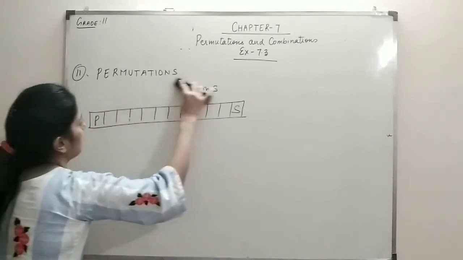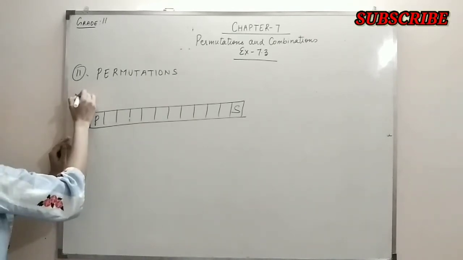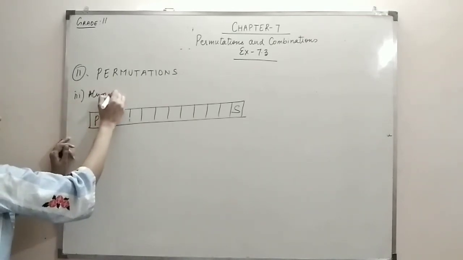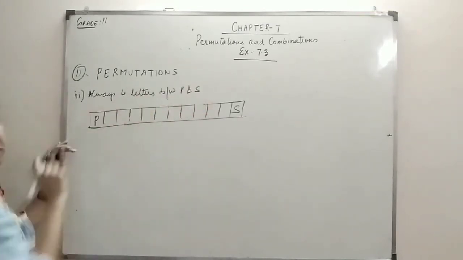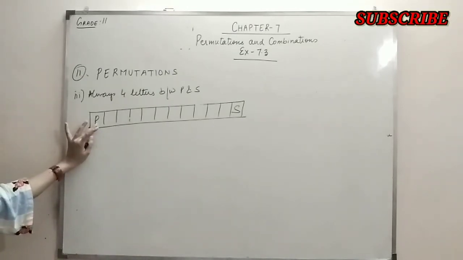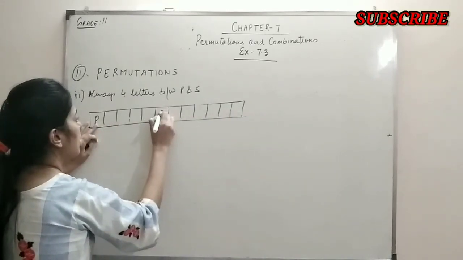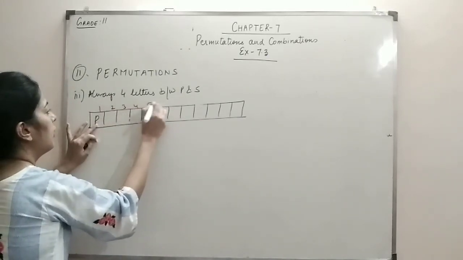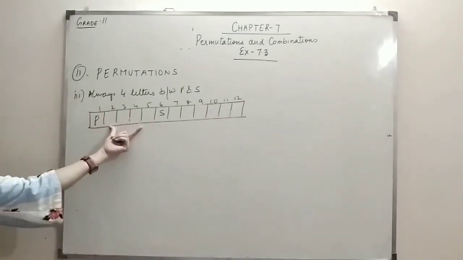What they are saying here is, there are always 4 letters between P and S. If there are always 4 letters between P and S, it means if P is in the first position, then S can be in the 6th position. 4 letters can be here.